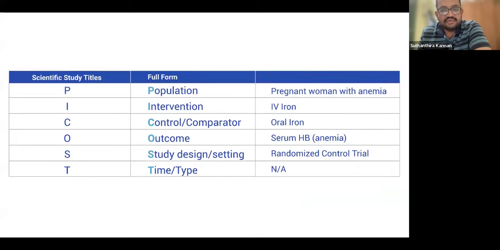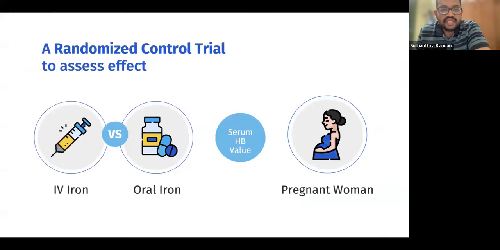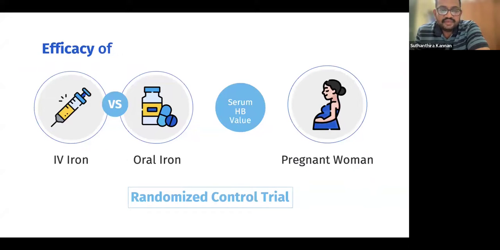Okay, population is pregnant women with anemia. Intervention is IV iron. Control is oral iron. Outcome is serum hemoglobin. Study design I can perfectly use RCT. Time is not mentioned here. So: a randomized control trial to assess the effect of IV iron versus oral iron in improving hemoglobin level in pregnant women. Or otherwise, efficacy.